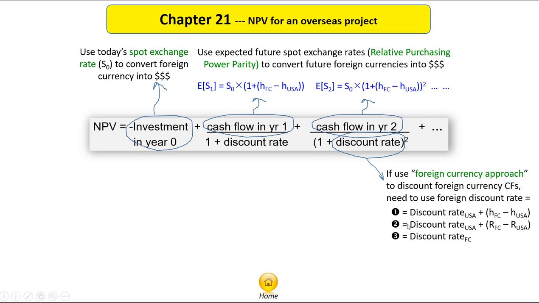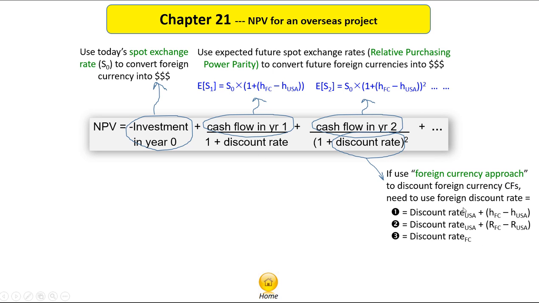In class, I covered 3 different cases. You can calculate the foreign discount rate if you're given the discount rate for similar projects in the USA, and then you add the difference between the foreign country's inflation rate and the US inflation rate. Or you can take the discount rate in the USA and add the difference between the foreign and the US risk-free rates. Or it could be that the foreign discount rate is already given to you. So you just plug it into the NPV formula or the cash flow keys.